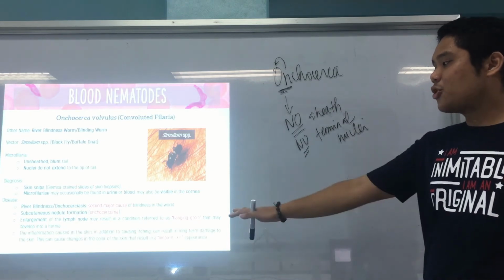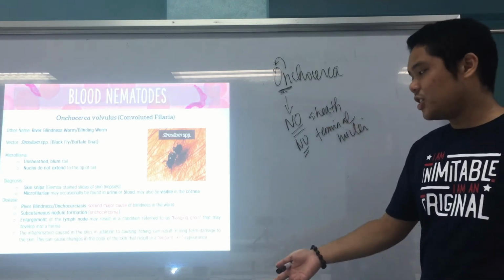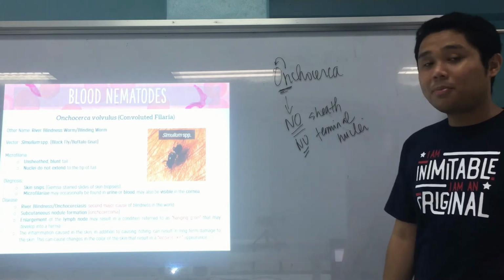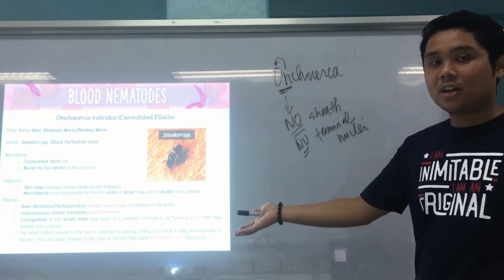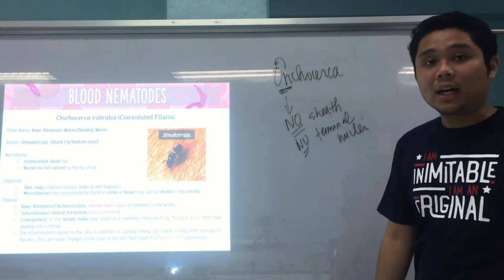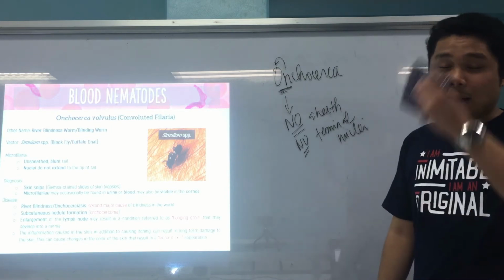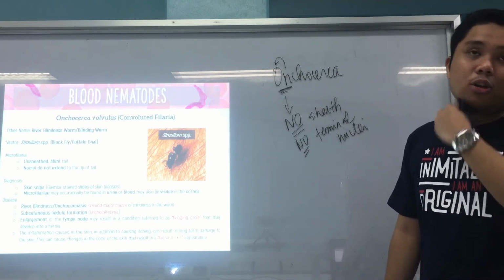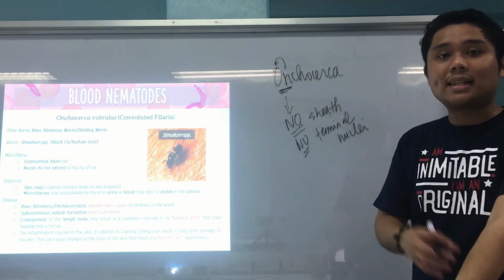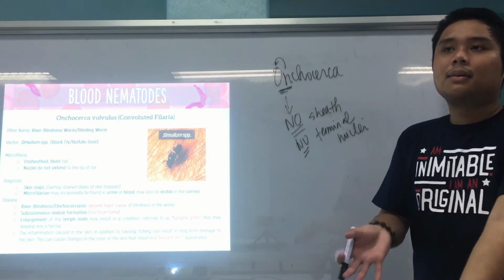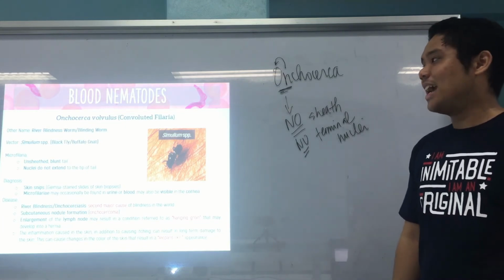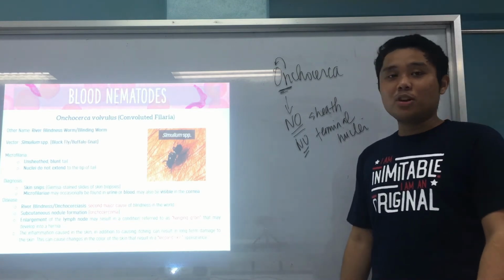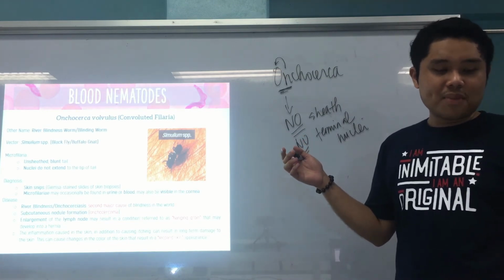And inflammation causes itching of the skin, with long-term damage to the skin, leading to an appearance described as leopard skin. It looks like a leopard, with rashes, like bruises and all that. That's for Onchocerca volvulus. Again, the other name is convoluted filaria.